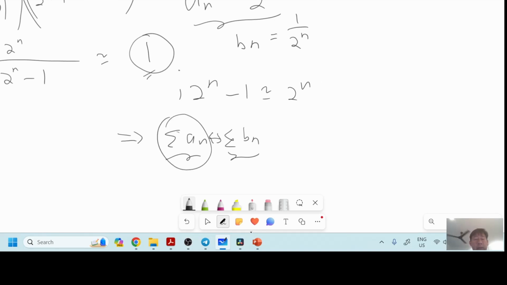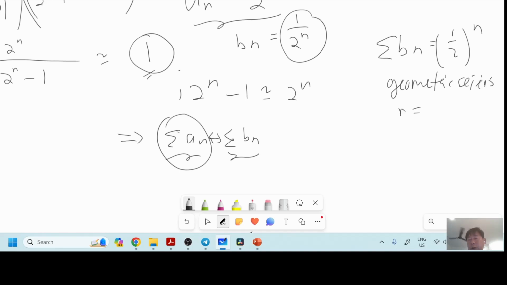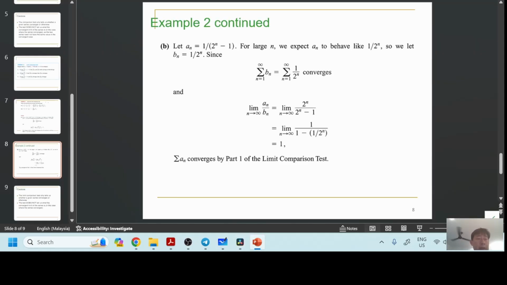Therefore, to tell whether the series an is convergent or divergent, we simply need to look at the convergence of the series bn. The convergence of series bn is easily determined because we know this is just a geometric series with a ratio of half. Therefore, the series bn is convergent. By virtue of the limit comparison test, this will also imply that the series an is also convergent. So that completes the calculations of example 2a and 2b.